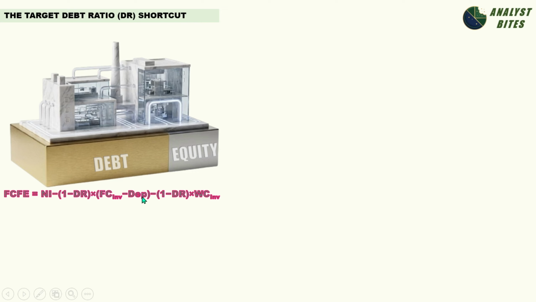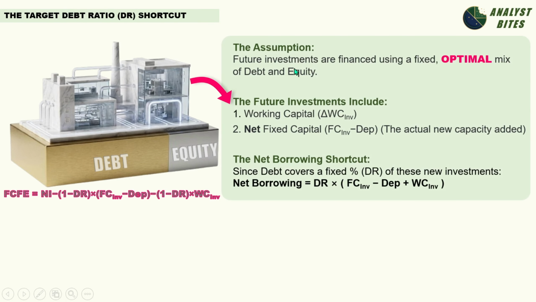Many students get confused when they see this DR formula. They wonder, where did net borrowing go? And where did this 1 minus DR come from? Don't panic. Let's clear this up right now. First, DR stands for target debt ratio, specifically debt to asset. As we learned in Level 1 corporate issuers, every company has an optimal capital structure. At this target ratio, the company's overall cost of capital, WACC, is minimized.